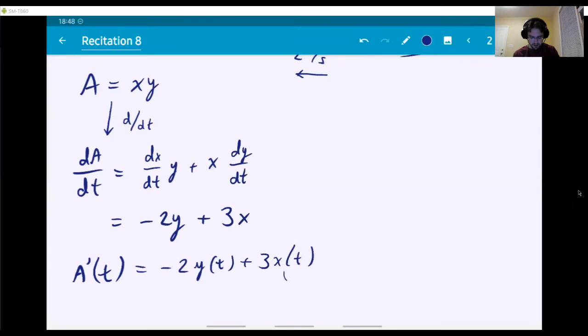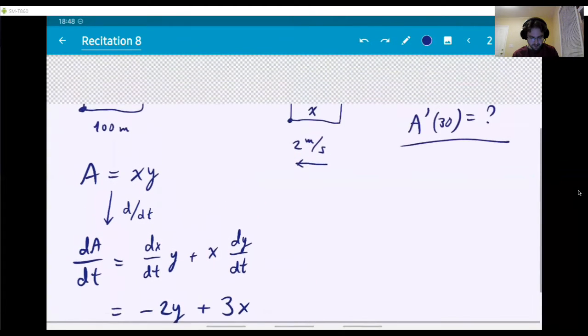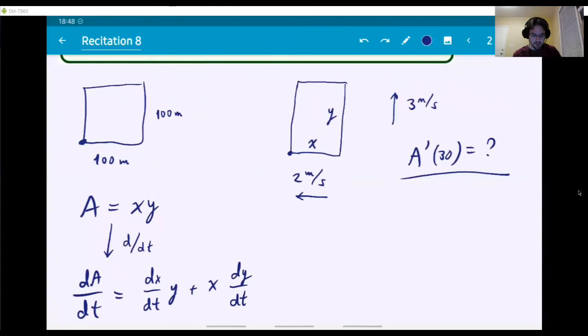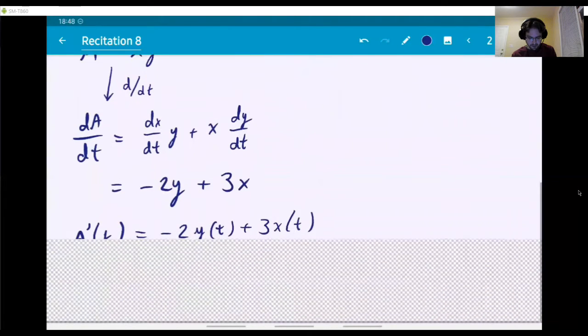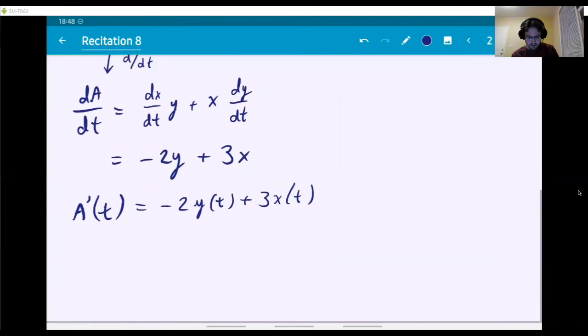But we still don't know these guys. They are certainly not 100. If you go back in the problem, 100 meters is where both x and y started. Here they are. But we are now talking about this instant at 30 seconds. So there will be different values for x and y that you can basically think about or calculate them with simple formulas. So that's going to be my next step here.